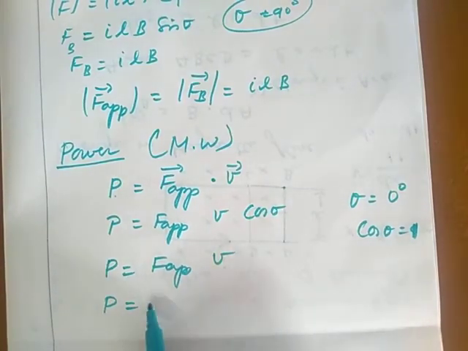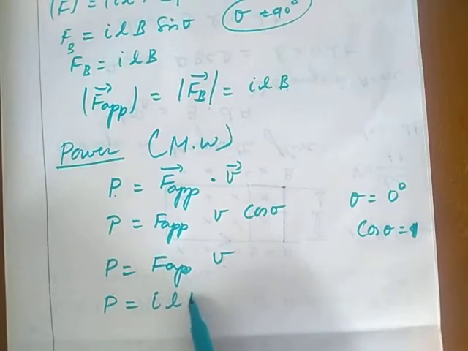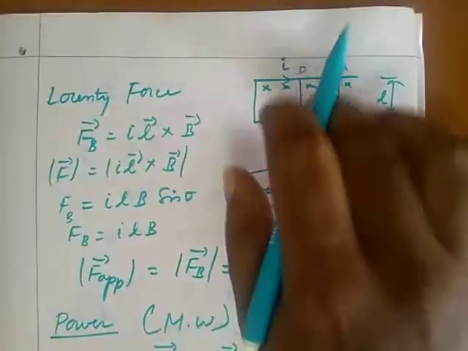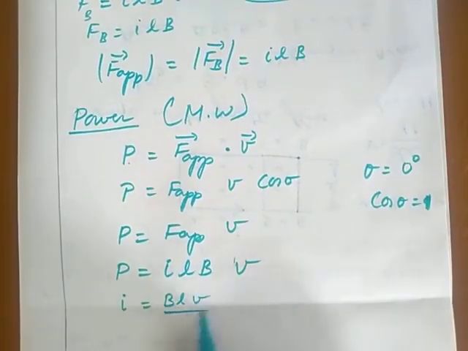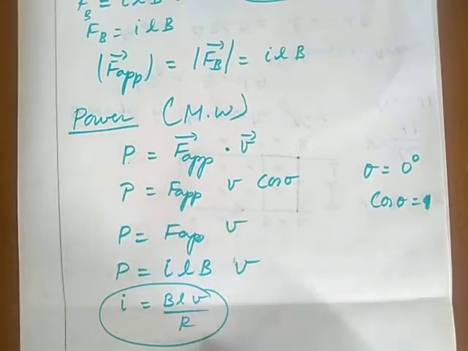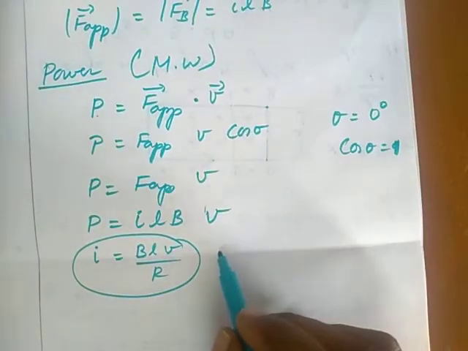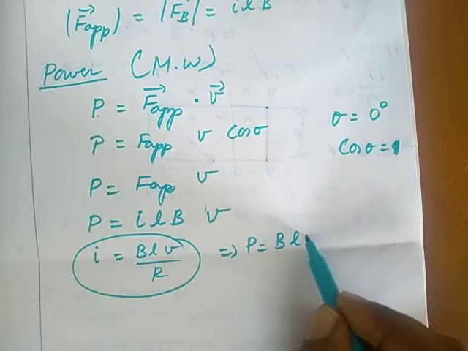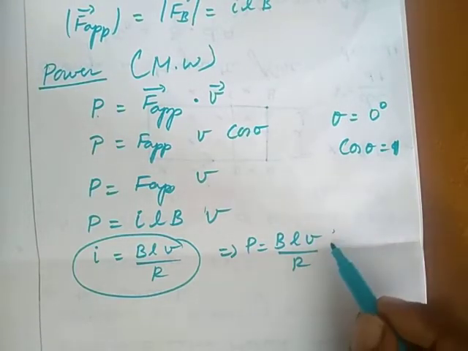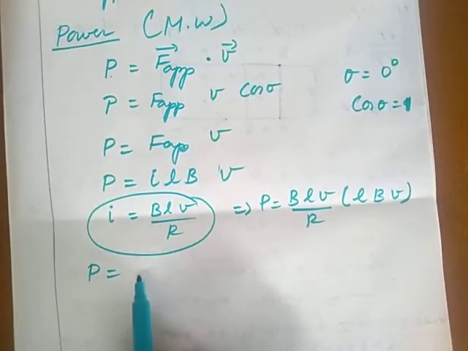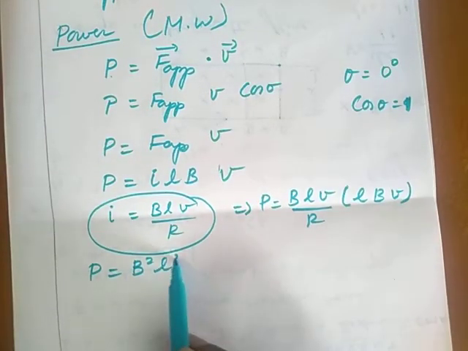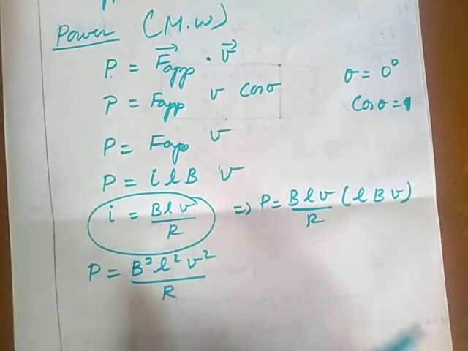We know the applied force is equal to the Lorentz force, so we can write this as I L B into V. We know I is the current in the loop, that can be written as I equals B L V by R. Substituting in the above expression, power equals B L V by R times L B V. After solving this, the power of the mechanical work is P equals B squared L squared V squared by R.